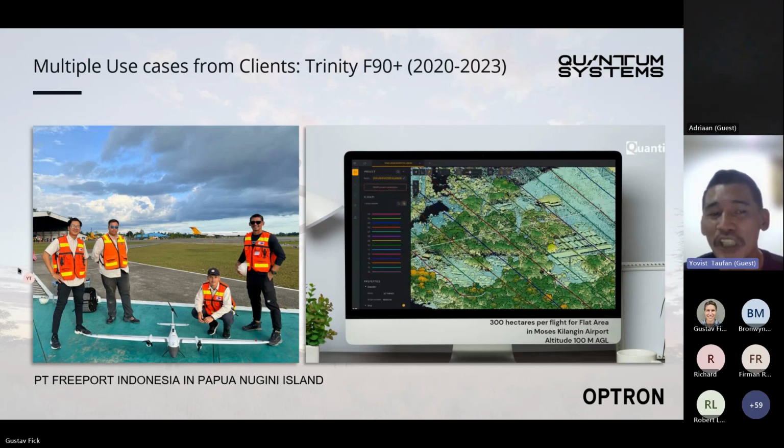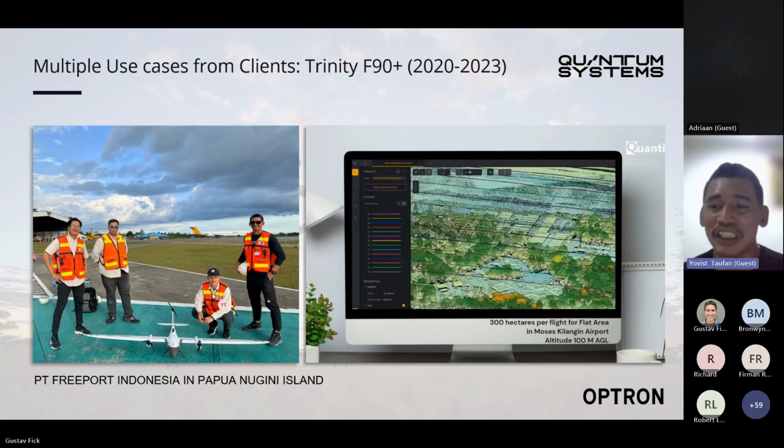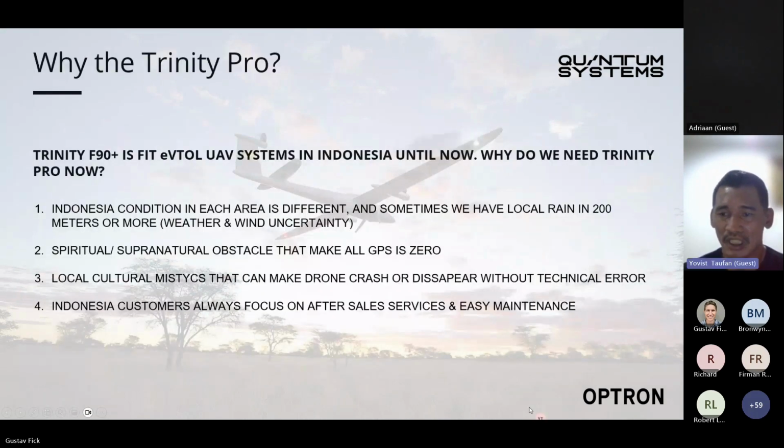But why are we evolving again? We can tell you a story about Indonesian flight conditions. In some areas, we still have uncertain weather, especially local rain that we cannot predict. So sometimes Indonesian clients fly in the rain. Of the 5 crashes that I mentioned before, 2 were emergency landings from hard rain, because Trinity could not reach the home point because of heavy rain.